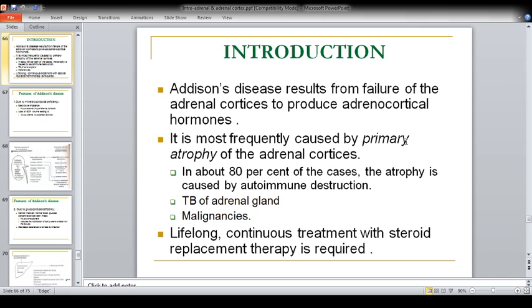So in about 80% of the cases, the atrophy is caused by autoimmune destruction. That is, our own body starts producing antibodies that start destroying the adrenal cortex. This could only be treated by suppressing the immune system. This situation can also happen in tuberculosis of the adrenal gland.